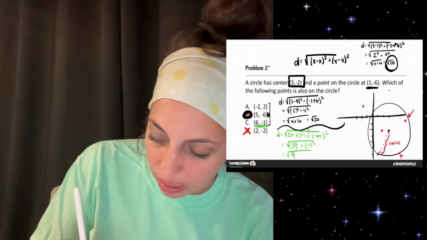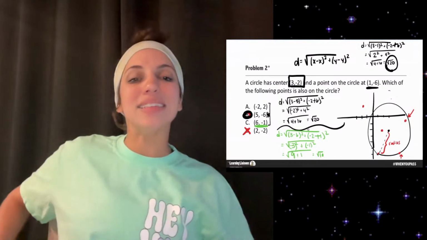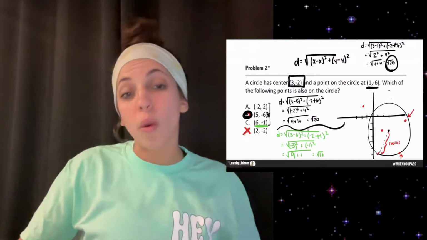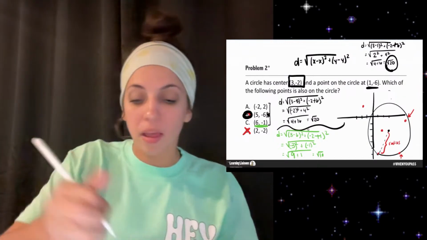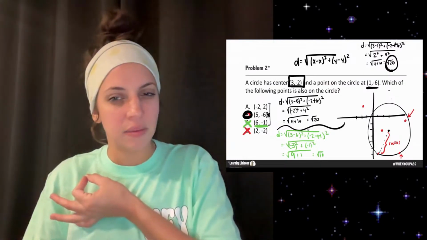-3 squared is 9, plus 1 is the square root of 10. Because that did not equal the square root of 20, it is not the correct answer. Does that process make sense?